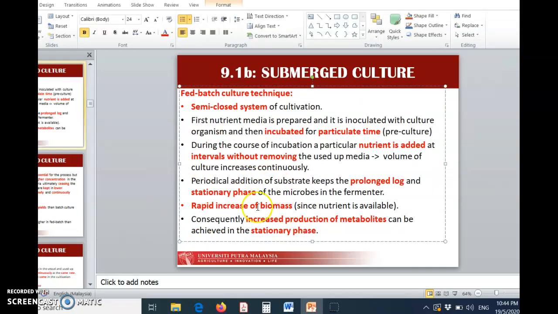It will also cause rapid increase in biomass since nutrients is available. Consequently, increased production of metabolites can be achieved in stationary phase. Like I said to you before, the metabolite production usually happens in stationary phase. Okay, to be more precise, it is what we call secondary metabolites. Primary metabolites is usually produced during log phase.